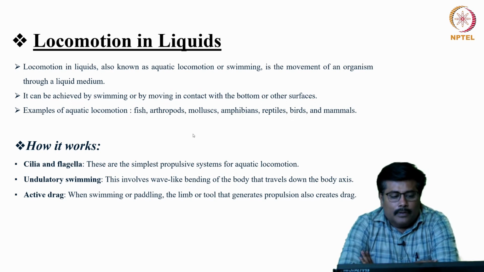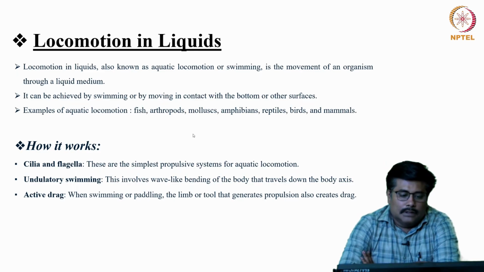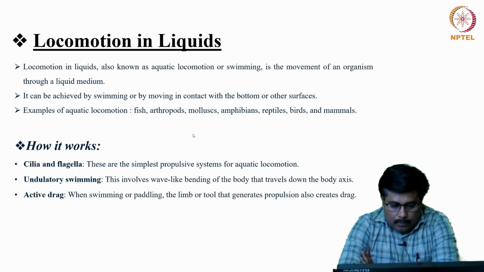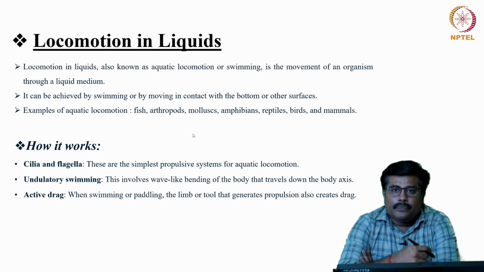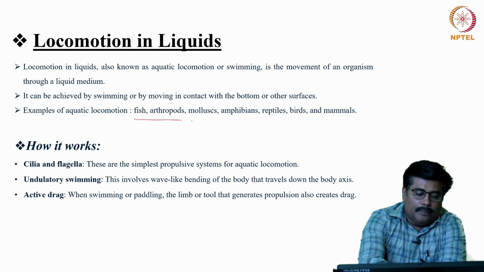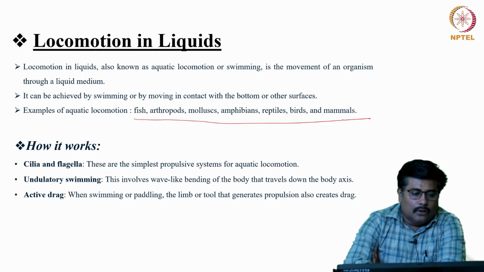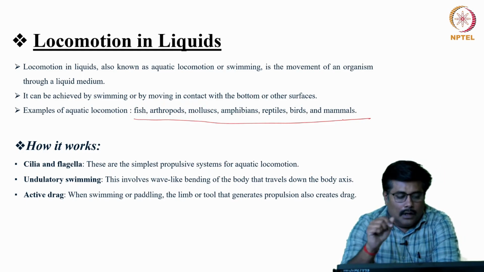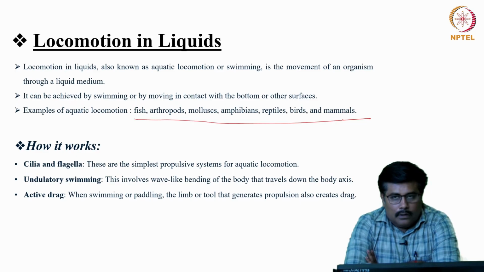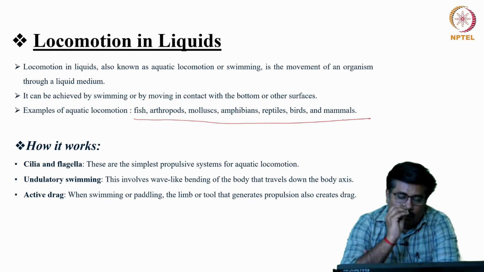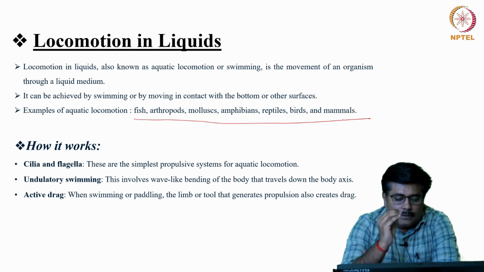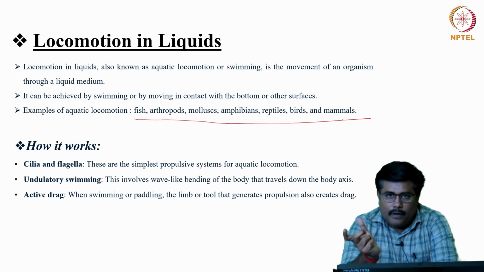Some of the examples of this aquatic motion include fish, arthropods, mollusks, amphibians, reptiles, birds and mammals. These are some of the examples of this aquatic locomotion which is used for movement. If we closely observe the overall mechanism and how it works, let us take the example of cilia and flagella.